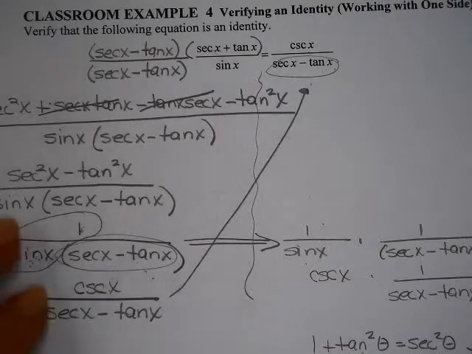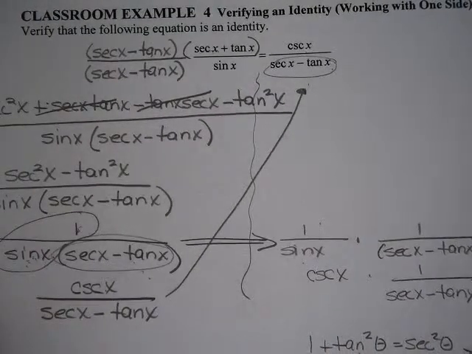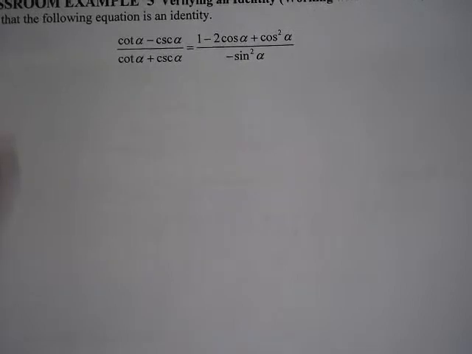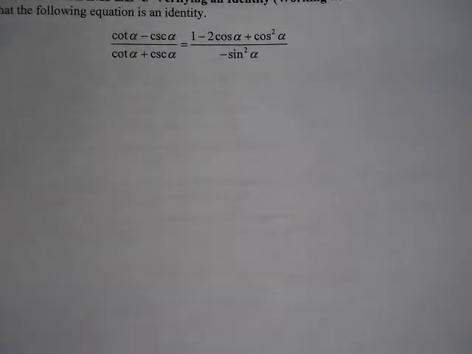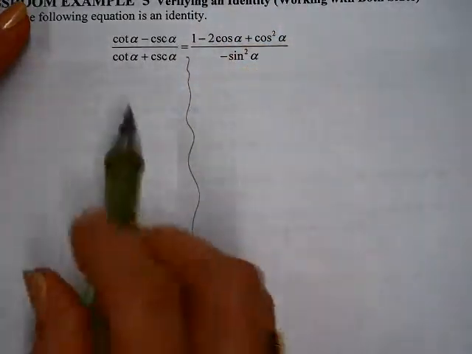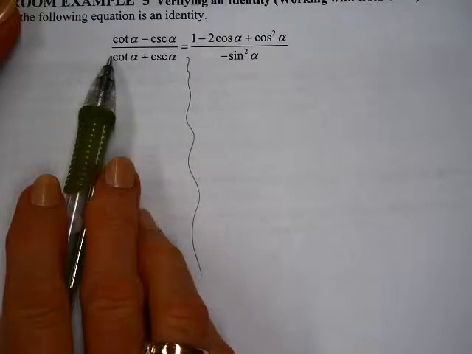Other questions before we work their last example? Okay. Example 5. Verifying identity. They say work with both sides, so I'll just leave that there in case we want to work with both sides. All right, you've got cotangents, cosecants on one side. You've got cosines and sines on the other side. I am probably going to take this side right here and change everything to sine and cosine.